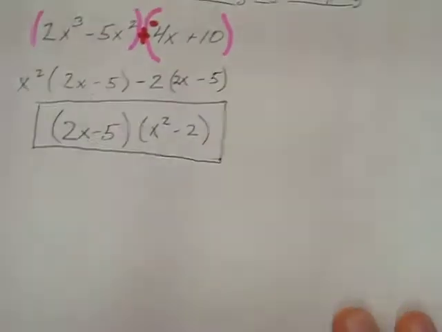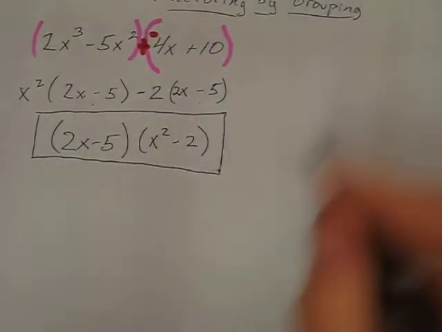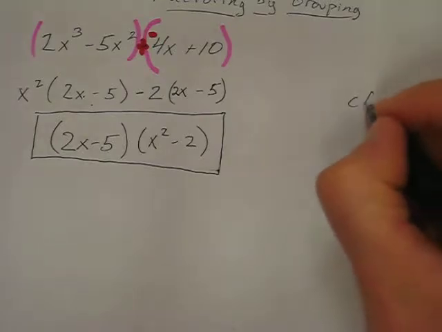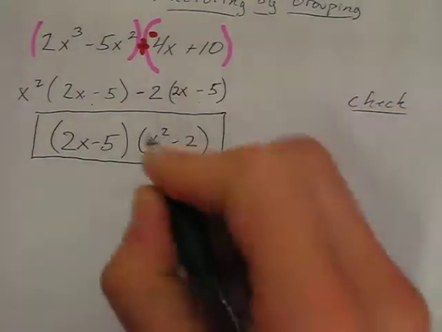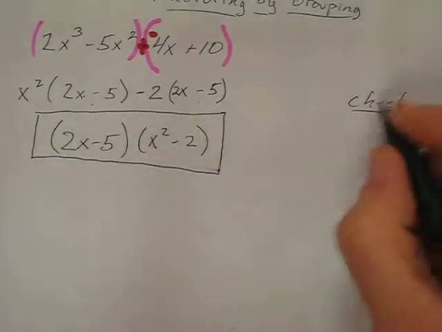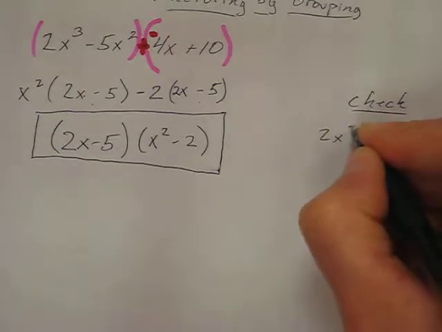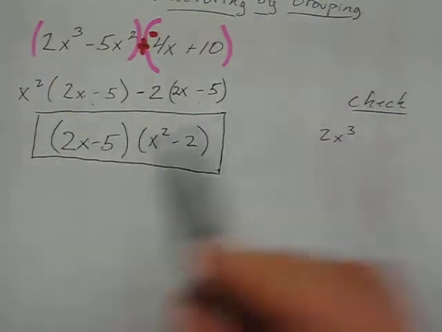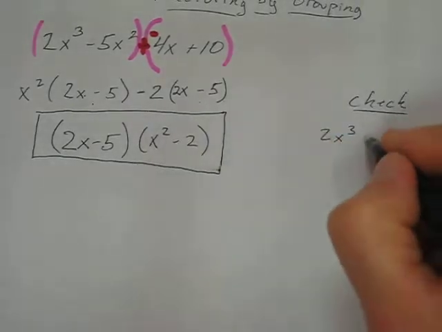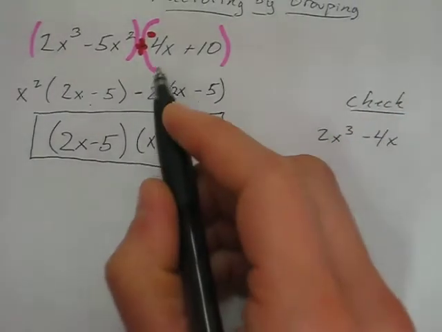Okay, and like all factoring, you can check this. You can say, okay, well, now I'm going to multiply the binomials together. This is just the check. This is your answer. You're confirming your answer. So I have 2x times x squared. That gives me 2x cubed. That's what I started with. 2x times -2 is minus 4x. That's what I started with.